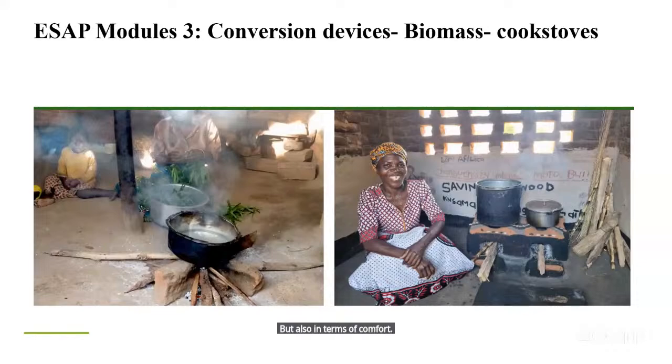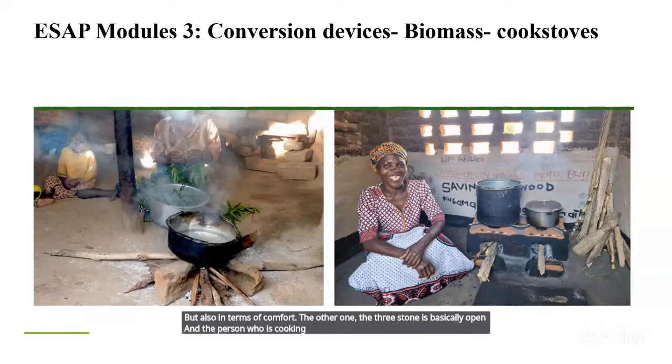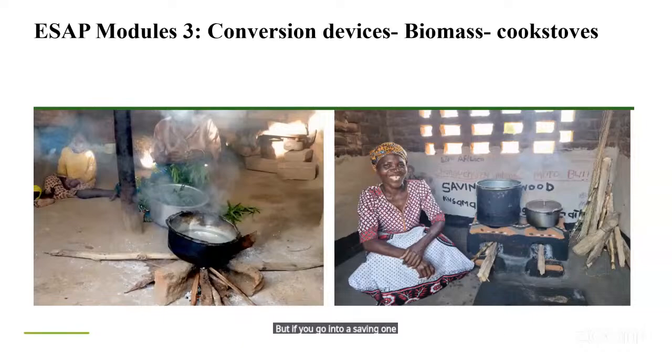The other one, the three stone, is basically open, and the person who is cooking is exposed, because generally we know the people who cook. So she is exposed to the smoke from the device. But if you go into a saving one, basically the amount of smoke is reduced, but also the efficiency in terms of energy is improved.